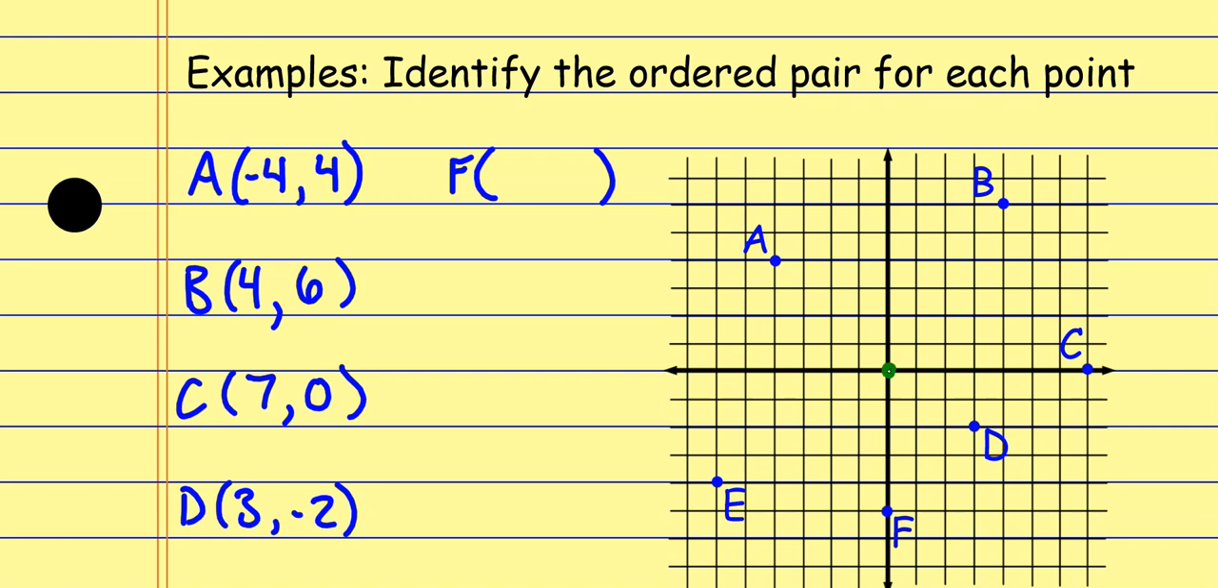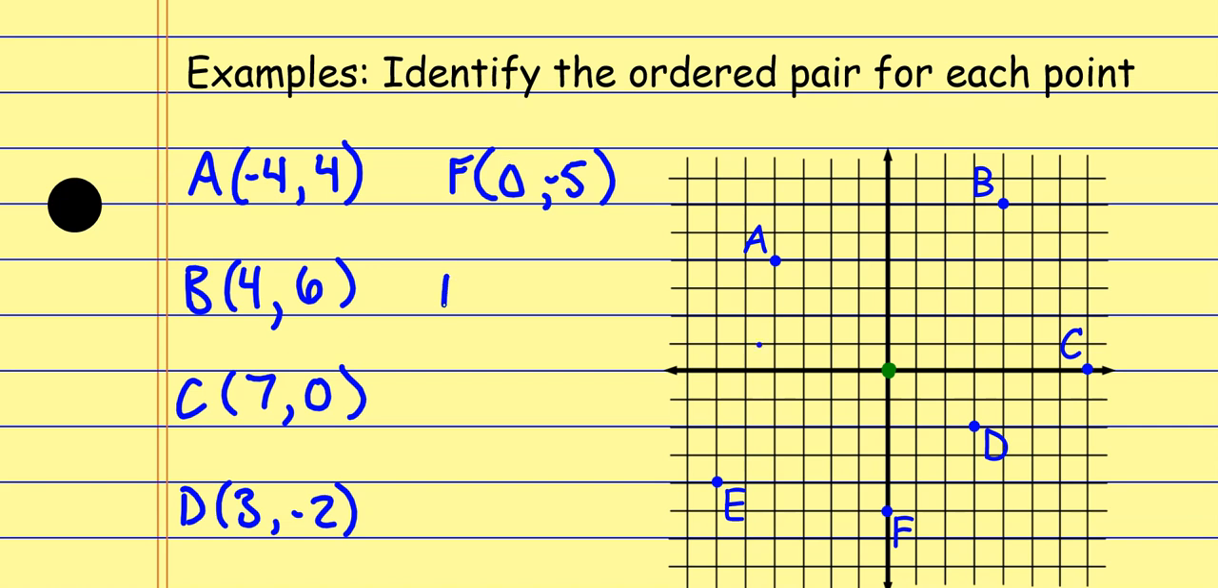So F, it looks like I don't have to move left to right. I just have to count down. So 1, 2, 3, 4, 5. It's down 5 units. Well, that's the Y. The X, I didn't have to move left and right at all. So that's a 0. Okay. Again, this is measuring how far I have to go. If I don't move, that's a distance of 0.